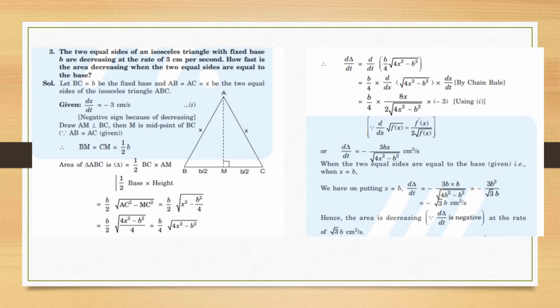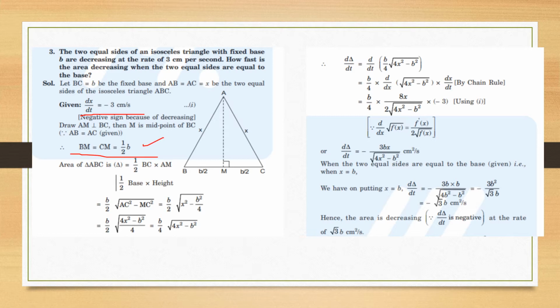Now if it is say b, you know that when we draw a perpendicular in an isosceles triangle, it will be b by 2, b by 2. So the fixed base is b, and given here dx upon dt, the equal sides are decreasing at the rate of 3 cm per second. So you know decrease means dx by dt is minus 3 cm per second. And you know it very well, the perpendicular serves as the bisector also. So it is half of b.